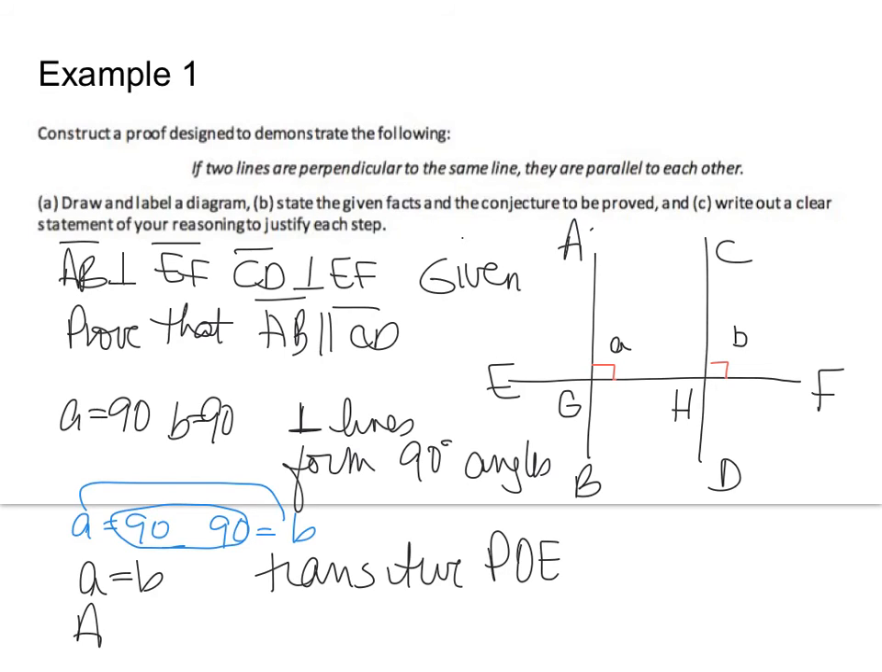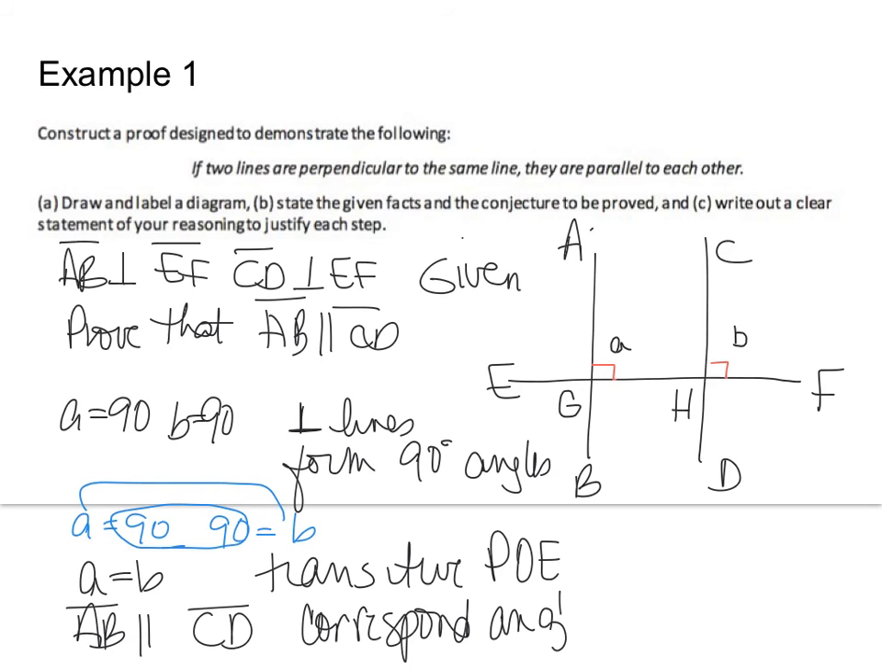So now that I can say that segment AB is parallel to segment CD because of the corresponding angles make parallel lines. When corresponding angles are equal, then we have parallel lines.